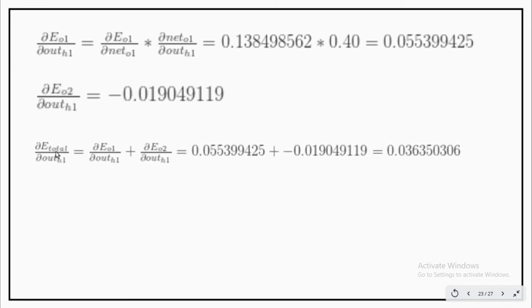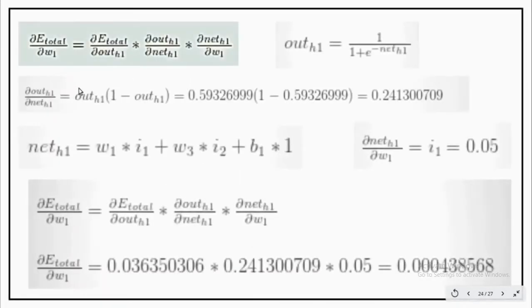But we have just calculated the first term; we still have to calculate the other two terms. You know the formula of out H1: out H1 is 1 upon 1 plus e to the power minus net H1. If you differentiate it, this is the value you will get. Similarly, net H1 is W1 into I1 plus W3 into I2 plus B1 into 1. If you partially differentiate it with respect to W1, the other two terms are constant and become 0, and the final answer will be I1, that is 0.05. So now you have the values of all three terms.